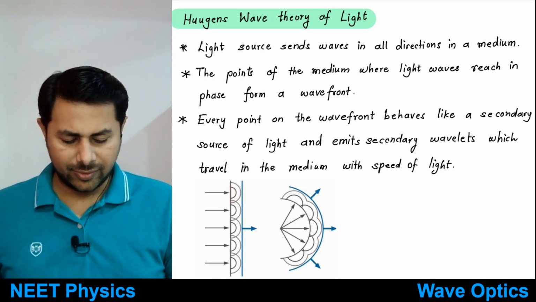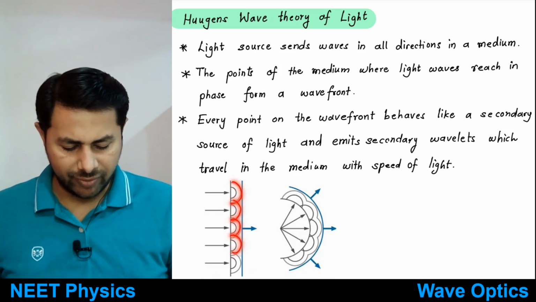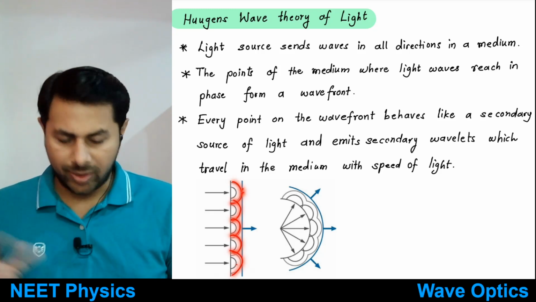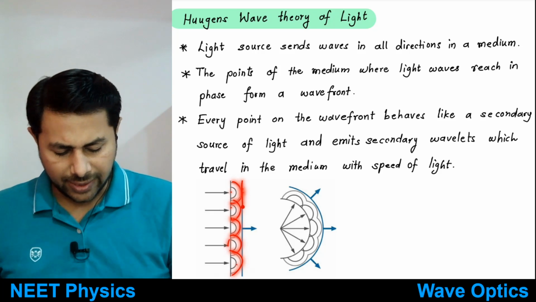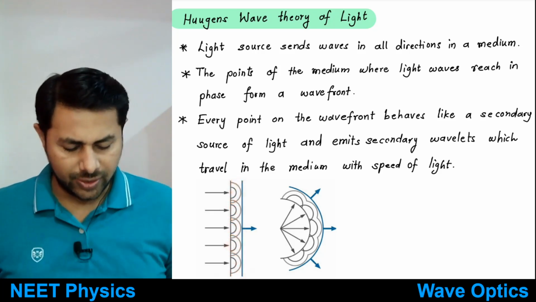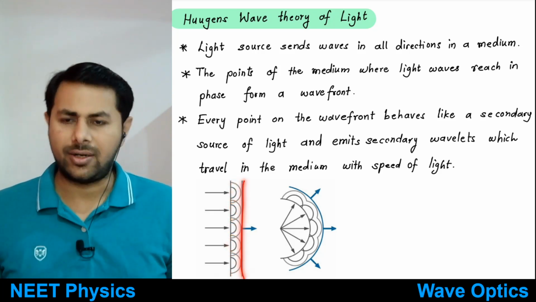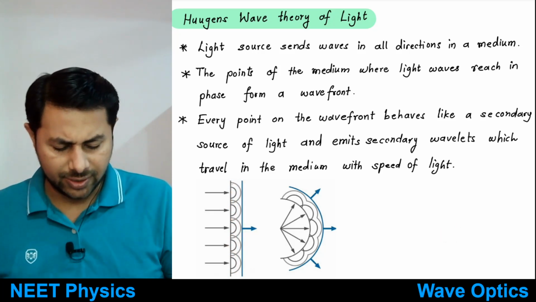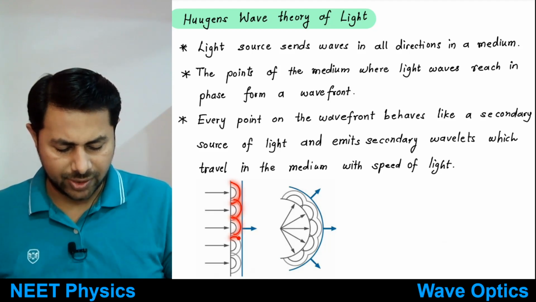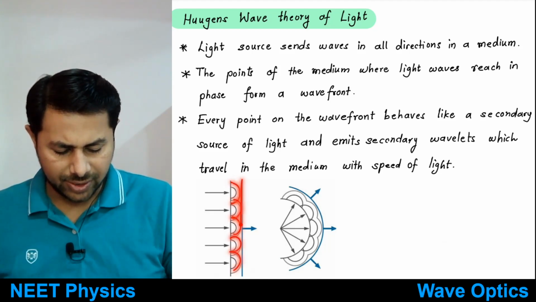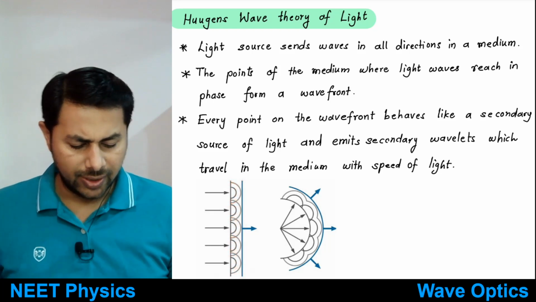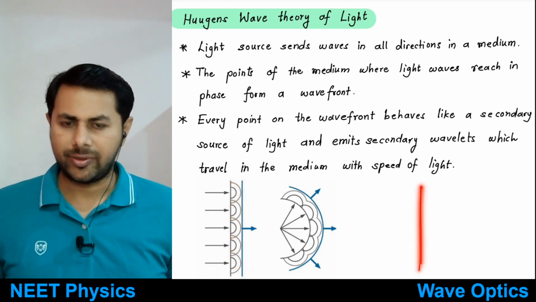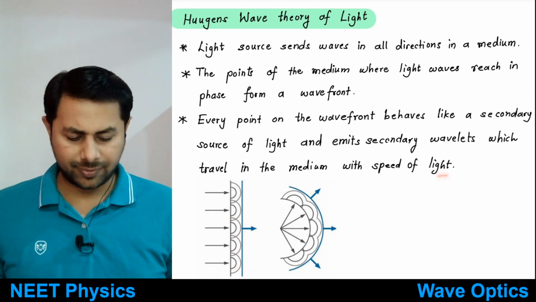Then suppose you take these secondary wavelets, or secondary wavefronts, formed by these sources, and you draw a tangent to all of them. Then you get another wavefront at some time, let's say time equals delta t. In time delta t, suppose these wavefronts travel this much distance, then if you draw a tangent to all of them, you get the next wavefront. This thing is clear?